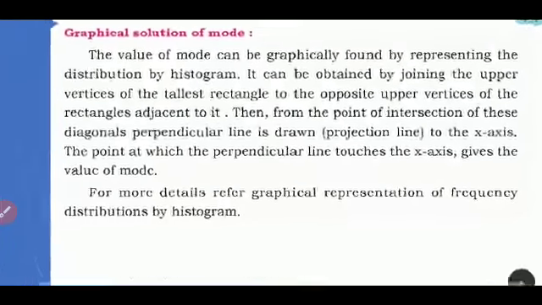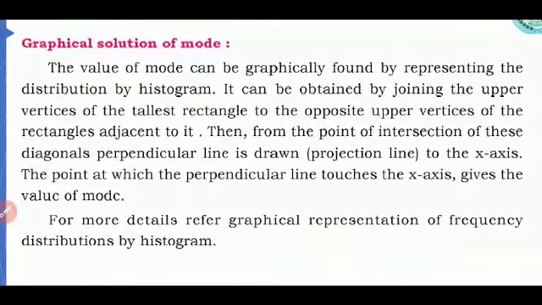Next, graphical solution. As you have already seen, mode can be obtained graphically with a histogram. You have seen that in the graph section. So remember, the value of mode can be graphically found by representing the distribution by a histogram. You know the process; it's only given here, that's all.